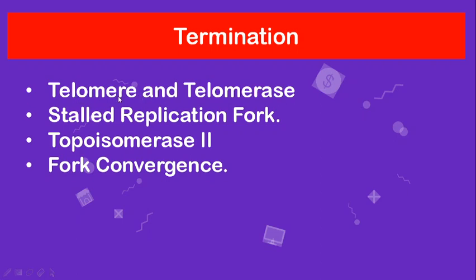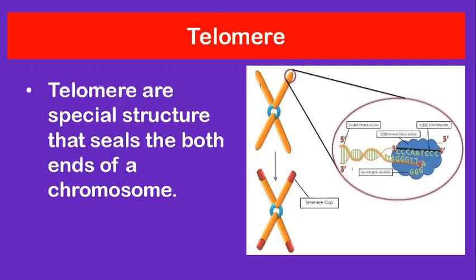At the end, telomeres are present, which will undergo telomere replication with the help of the enzyme telomerase. Termination occurs when the two replication forks collide with each other. At that time it will be halted, which is called a stalled replication fork. With the help of topoisomerase 2, fork convergence will also occur during this replication process. So these are the events which take place in the termination stage of eukaryotic replication.